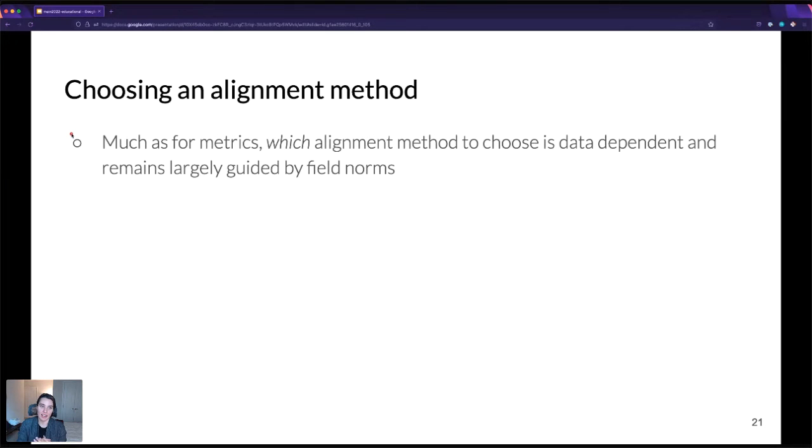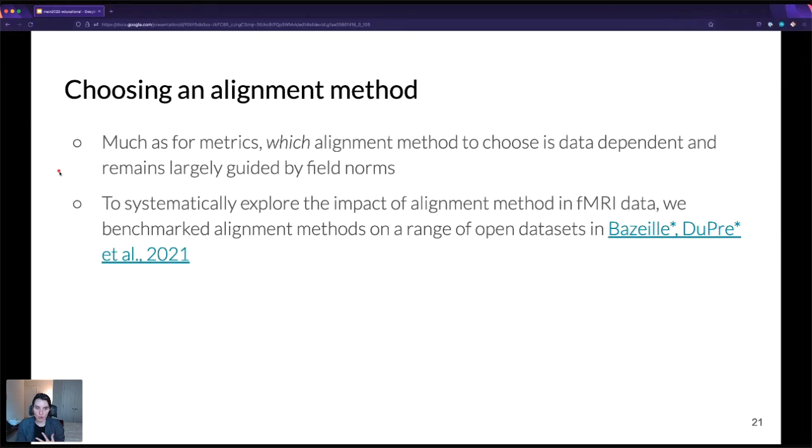For an alignment method, it's not necessarily clear which method should be chosen right away, right? Much as for metrics, which alignment method to choose is data dependent. In fact, at this point, it remains largely guided by field norms. So to systematically explore the impact of alignment methods is something that is still really important within NeuroAI, I think.